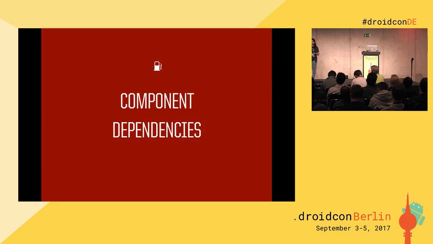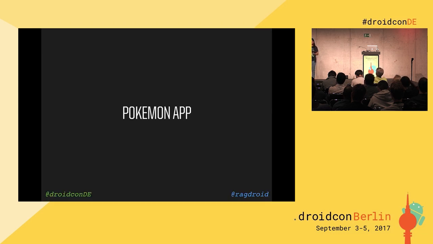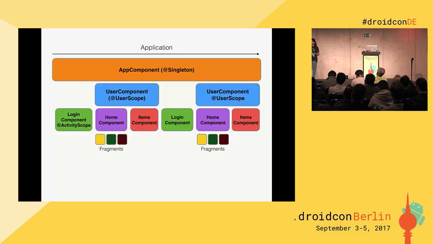So the next topic of our presentation is component dependencies. Like, what is a dependent component and a sub-component? We're going to try to differentiate between these things, and we're going to see how the Dagger generated code looks with all these things. So we're going to do this using this Pokemon app.